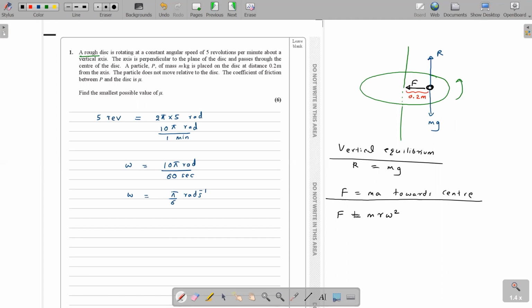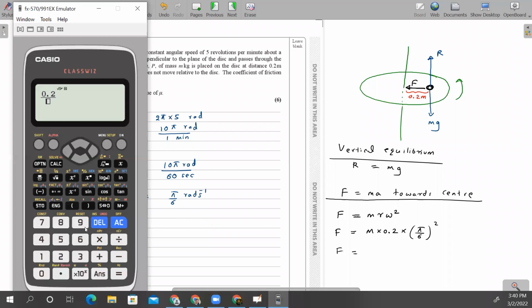Okay. So we have the omega value. Let's input it in the friction force. The only force we have to consider is friction. So m times radius. The radius will be 0.2, and omega is pi over 6, squared. So when we simplify, what do we get here? 0.2 divided by 36. 0.2 over 6 square, right? We'll give the fraction answer.